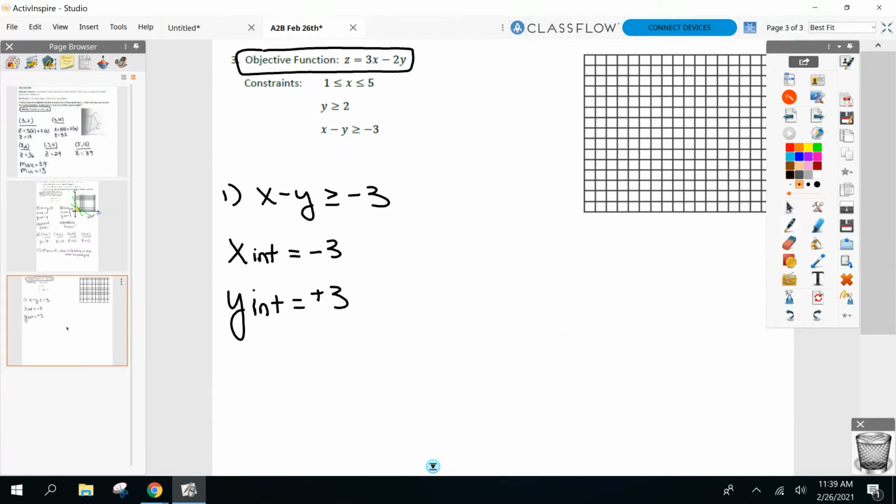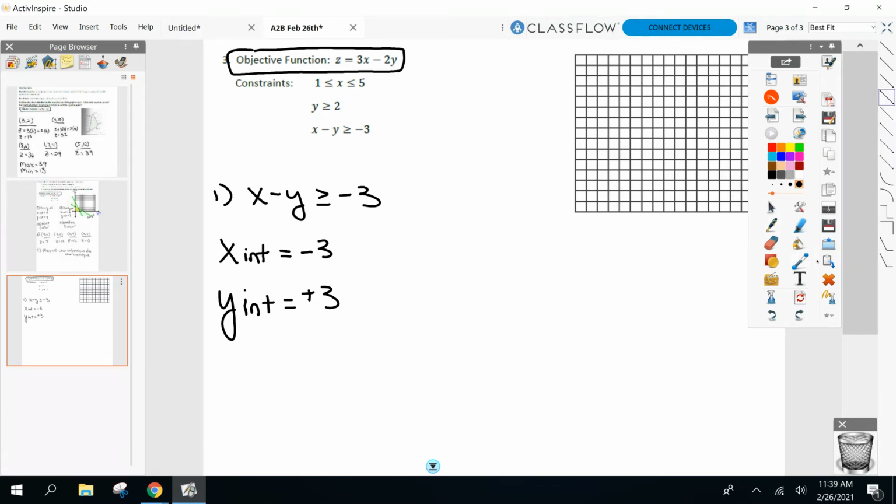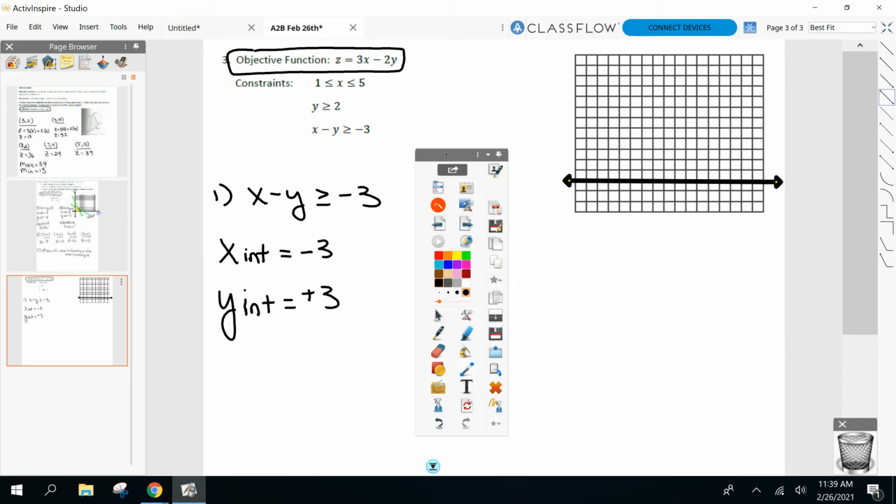I don't need all 4 quadrants. I just need enough room on the axis to graph -3. So however you want to set that up, just make sure you have enough room to graph -3. So I can do something like this. This is fine here. I got enough room to graph -3. There we go.